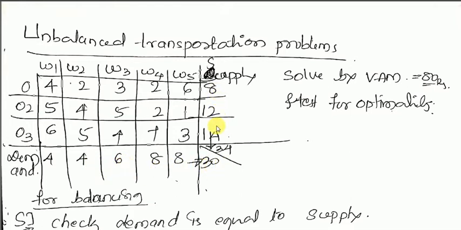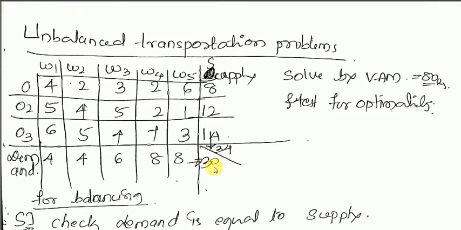8 plus 12 plus 14 is equal to 34. So that 34 is not equal to 30. To make this equal to 34, what do you have to do? Demand is not equal to supply. Supply is highest, so we have to balance for 34.